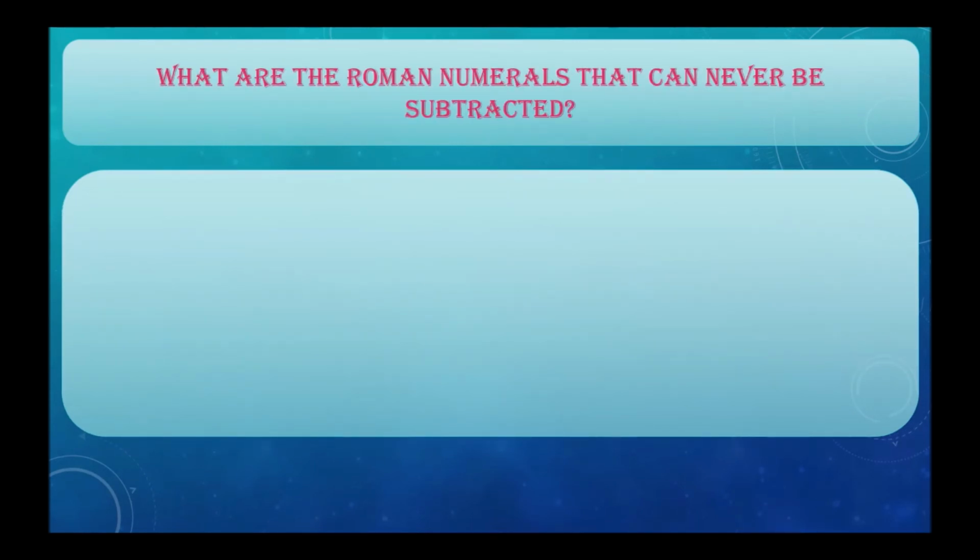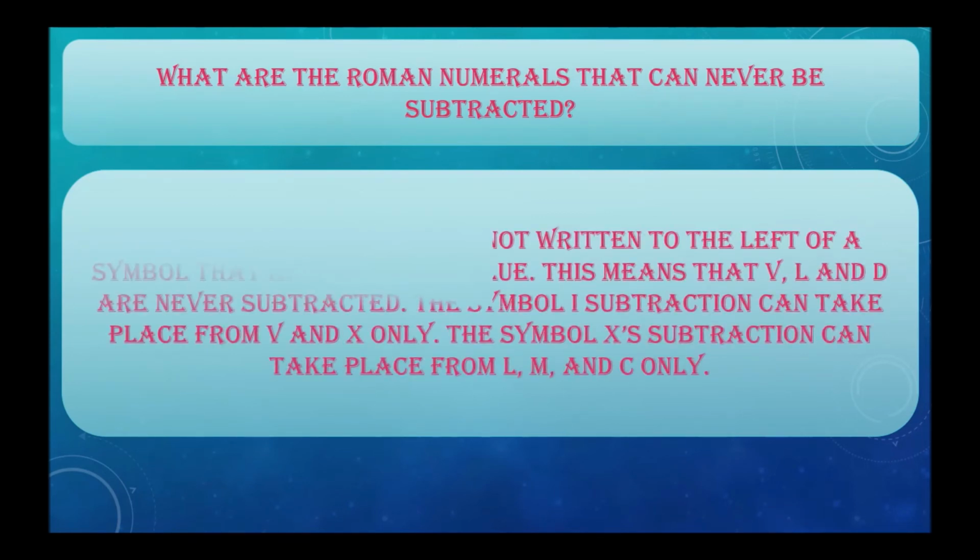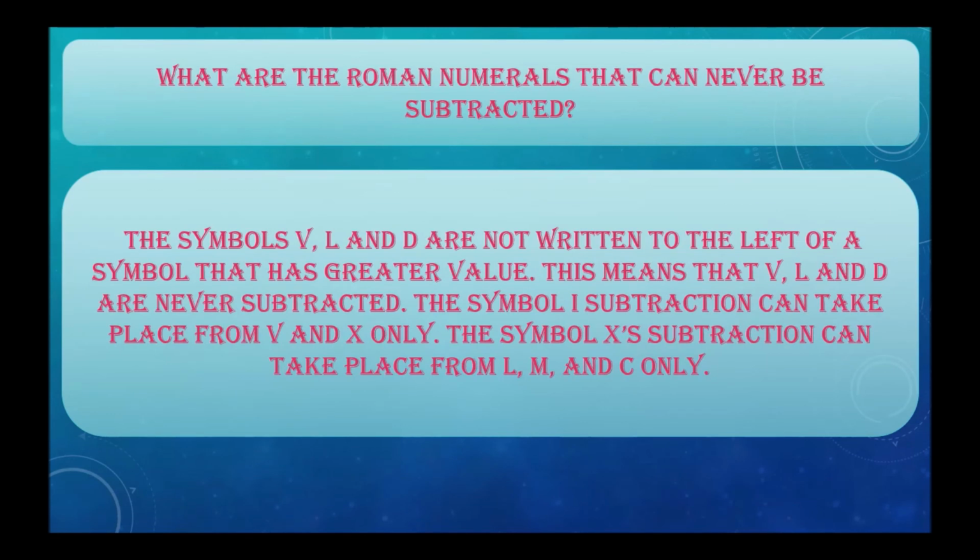What are the Roman numerals that can never be subtracted? The symbols V, L, and D are not written to the left of the symbol that has greater value. This means that V, L, and D are never subtracted. The symbol I can be subtracted from V and X only. The symbol X can be subtracted from L, M, and C only.